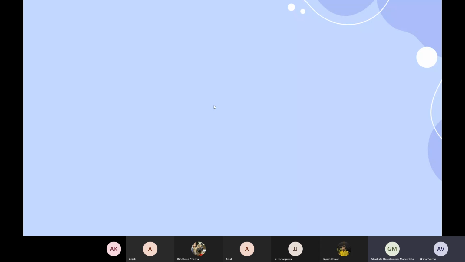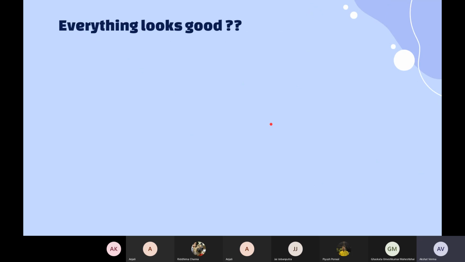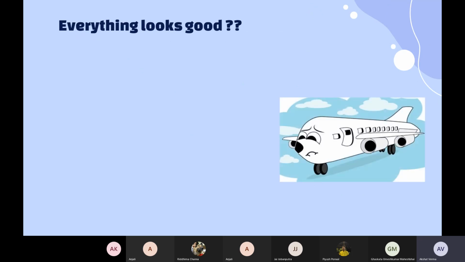Okay. So right now we have understood that for a wing only configuration, our neutral point coincides with our aerodynamic center, right? So for having a stable wing only configuration, it looks like what we just need is to adjust our CG so that it lies ahead of the aerodynamic center, and we will get a stable flight for our aircraft. But are these things that simple? Everything looks good, but no, that is not the case.